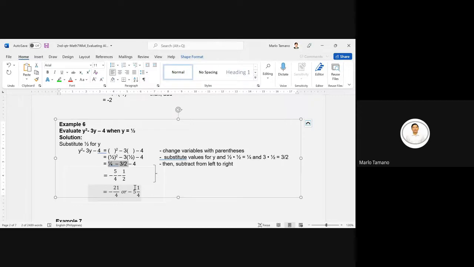Okay po. O, ano ang sagot? Negative 5/4 po, sir.